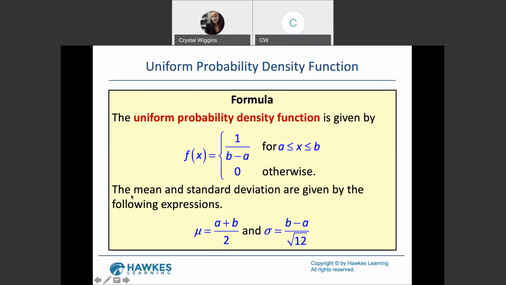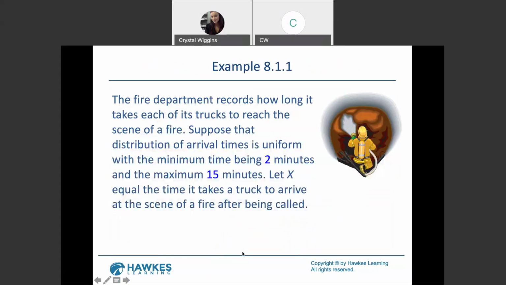The mean and the standard deviation are given by the following expressions. The mean, which we've also learned is the expected value, so they're synonyms. If you have a question asking you to find the expected value, that's the same thing as finding the mean. You would do that by a very straightforward calculation, which is the average calculation of adding and dividing. So you're taking an average. And for the standard deviation, this square root of 12 is standard in this formula, and you do b minus a in the numerator. Let's take a look at an example.